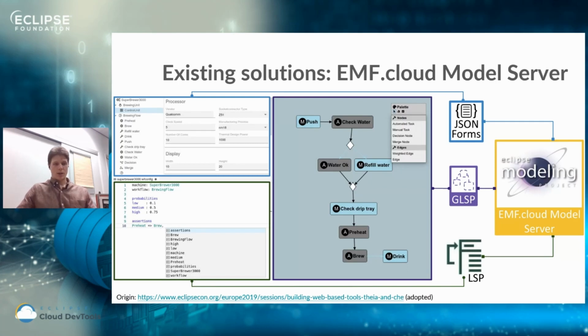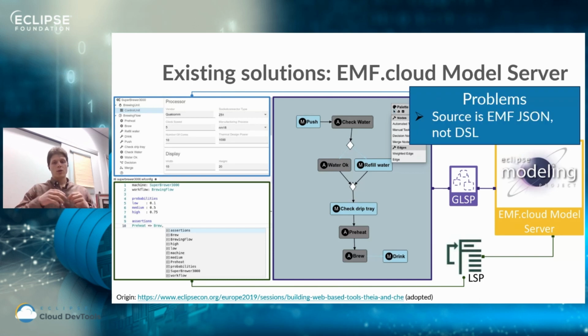Another solution presented in 2018 is EMF Cloud Model Server. This is a more centralized approach where the model server stands in the center, connecting to other different components, which add their own representation of the same model. Unfortunately, the source of truth here is not a DSL textual language, but an EMF JSON, which makes it not suitable for our use case.